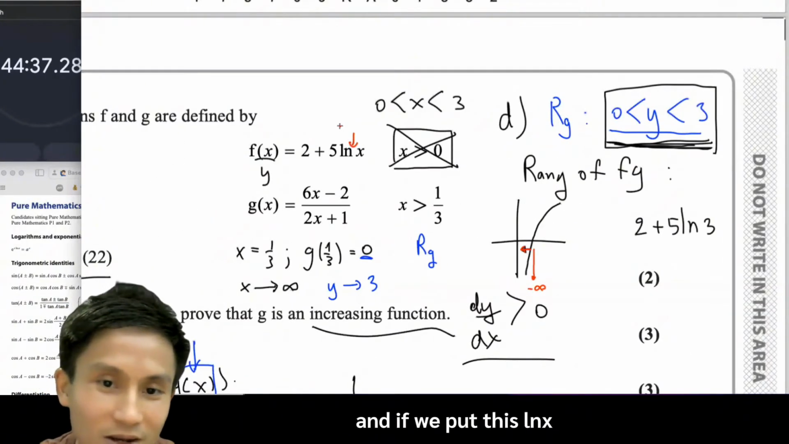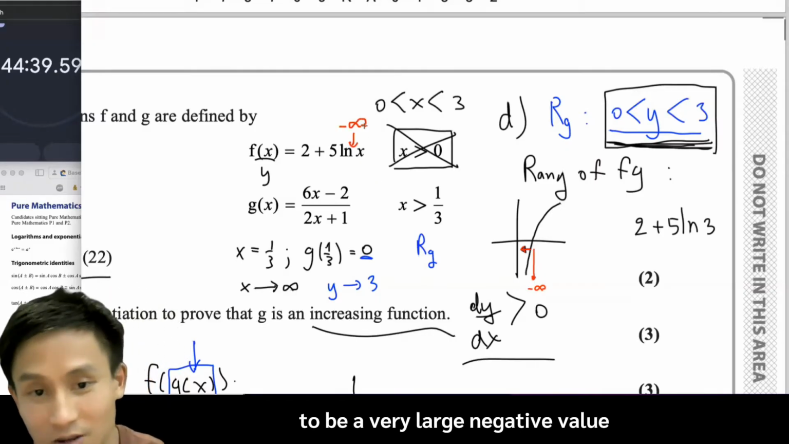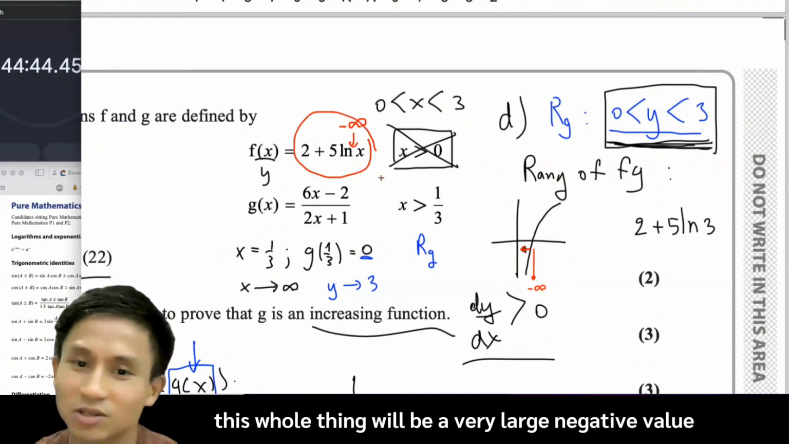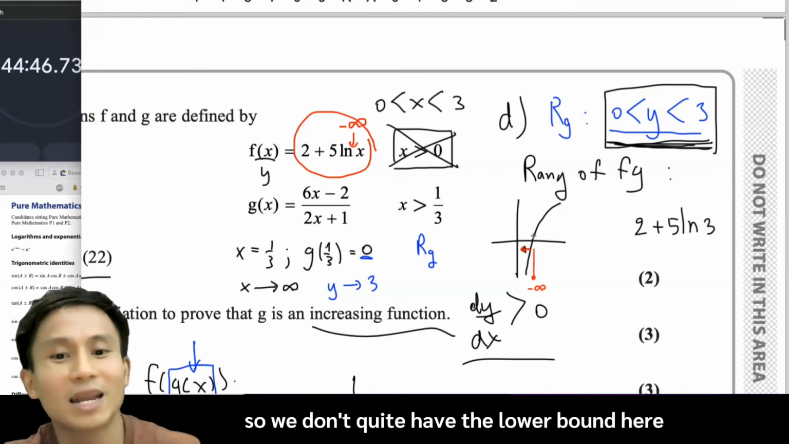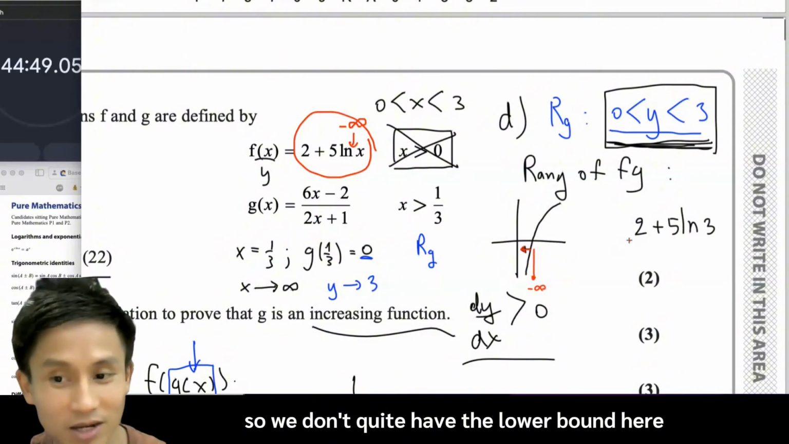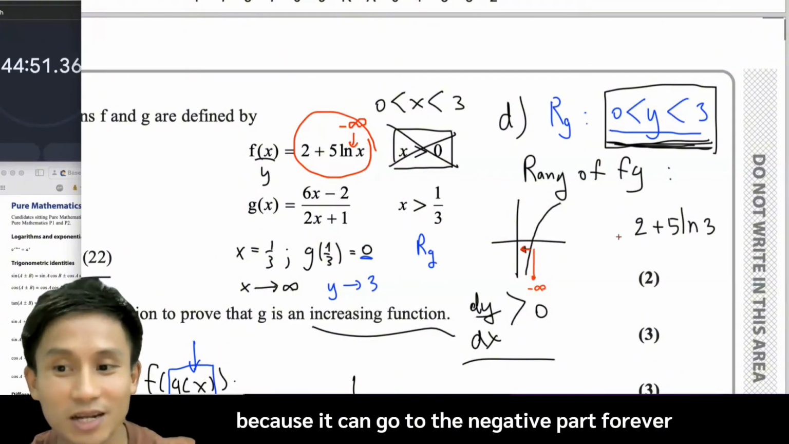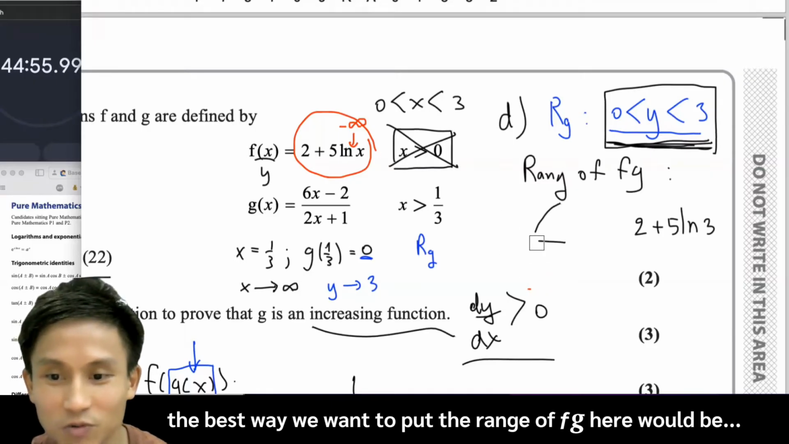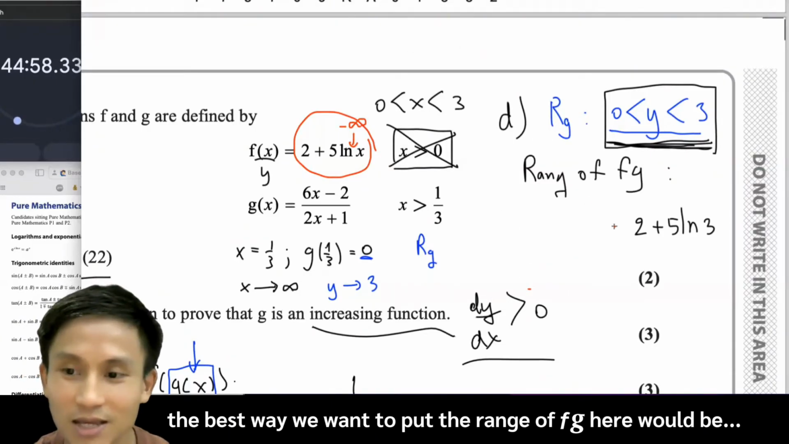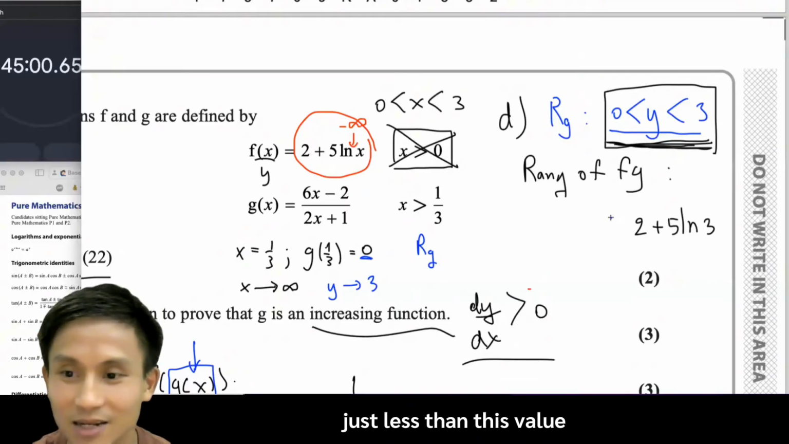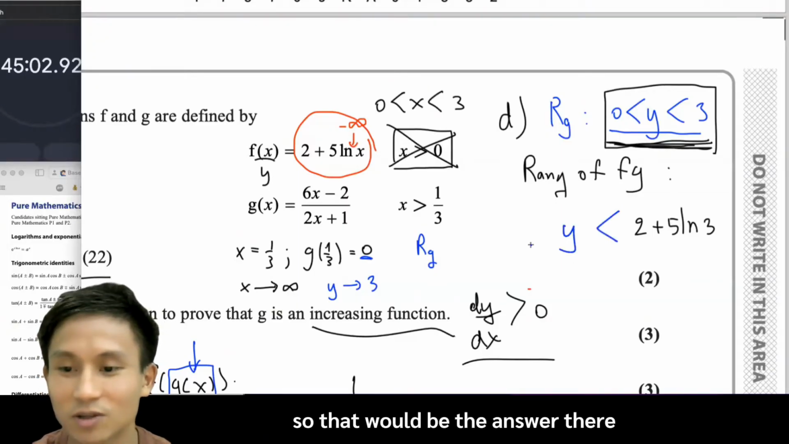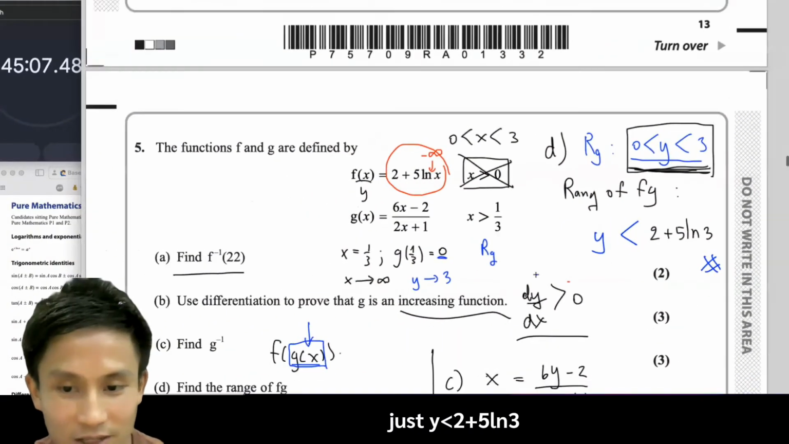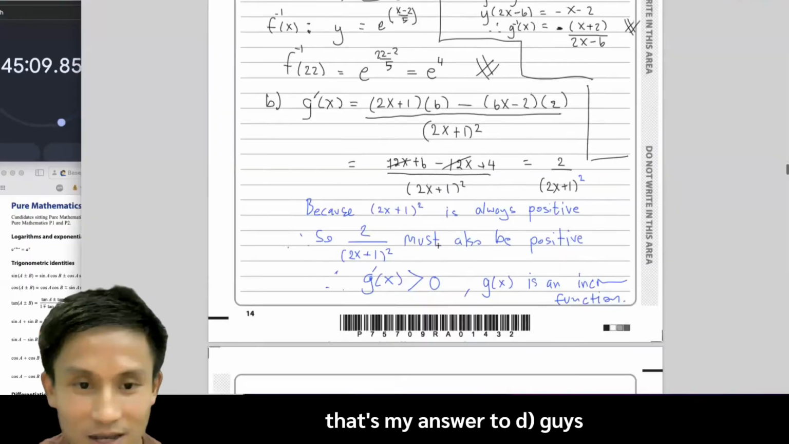And if we put this ln x to be a very large negative value, this whole thing will be a very large negative value. So we don't quite have the lower bound here because it can go to the negative part forever. And that means the best way to write the range of fg here would be just y less than this value. So that would be the answer there. Just y less than 2 plus 5 ln 3. And that's it. That's my answer to D, guys.